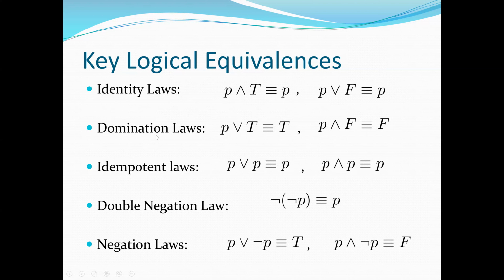We also have the domination laws. In the domination laws, the concept is the same. This time, instead of P being our answer, the constant T or F will be the answer. So for example, if I have P or T, the answer will always be T. Why? Because if P is true, the answer will be T. If P is false, the answer also will be T. It's not like previously, where if P is false, the answer would be false. If P is true, the answer will still be true for AND or OR.